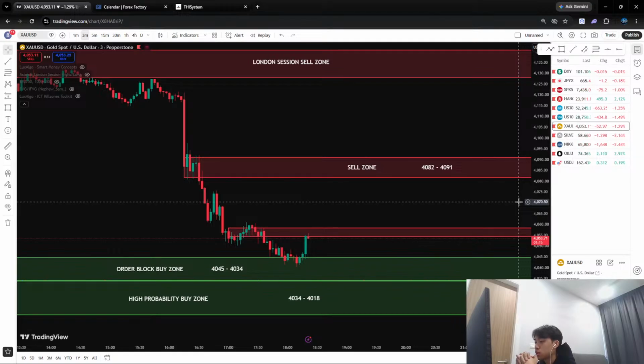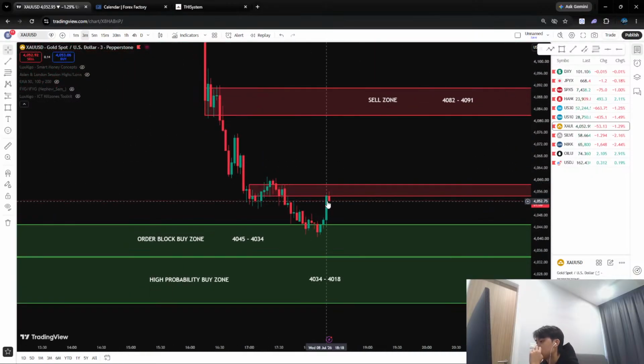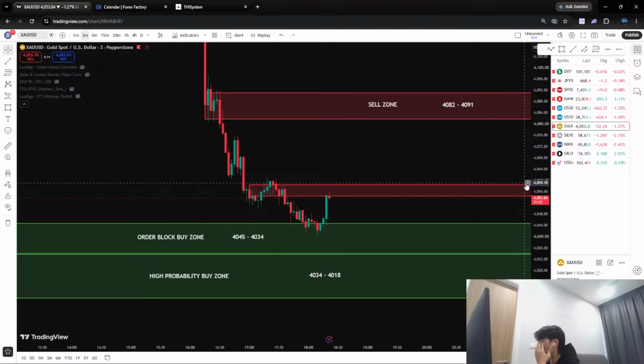Alright, does not seem to have much movement as of right now. I'm on the 3-minute time frame, and it is this kind of small rejections that are happening. Not really any engulfing or any high probability candles happening now.